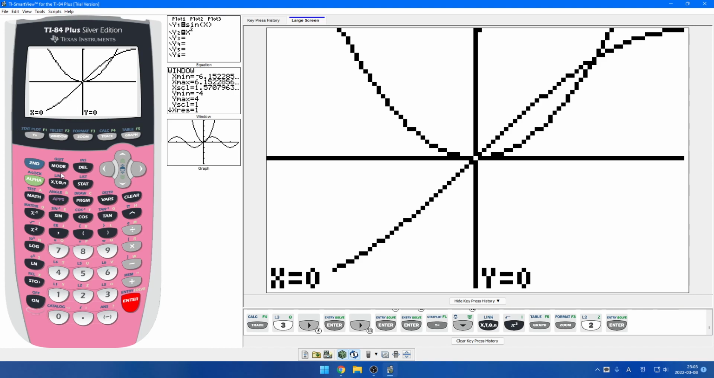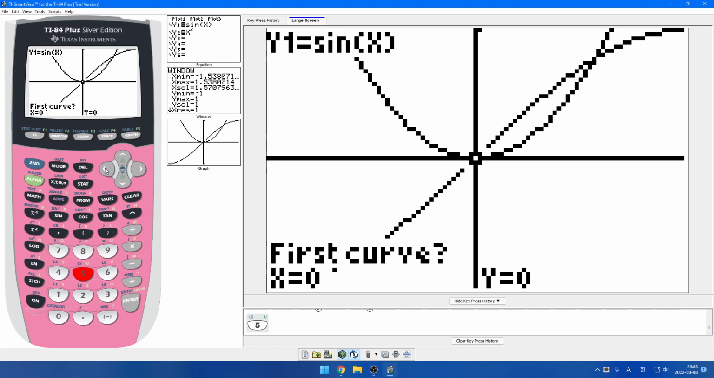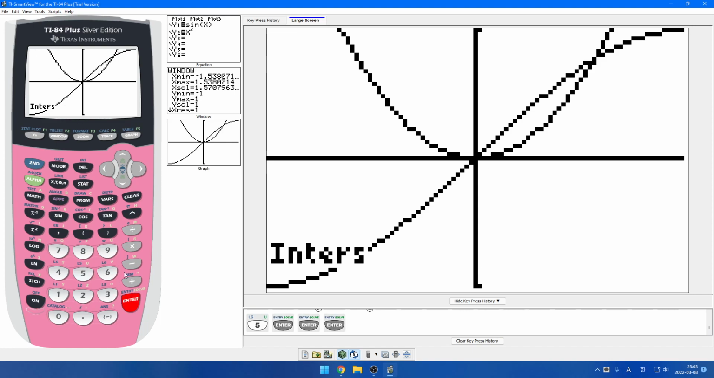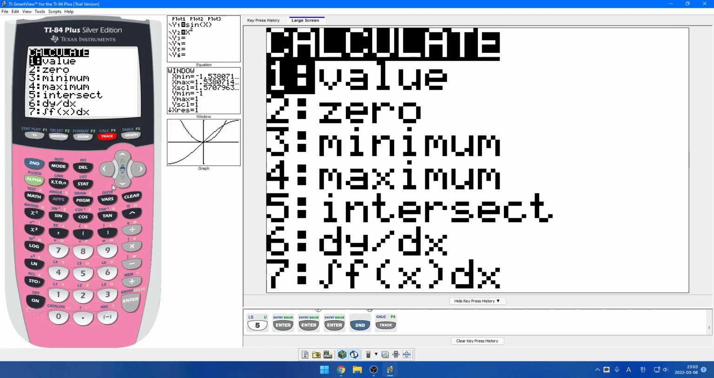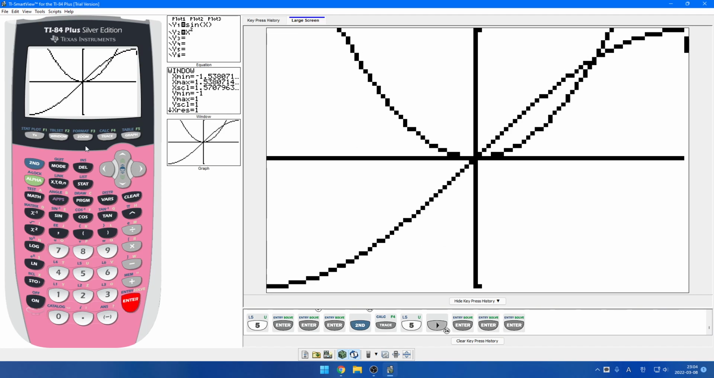If I use the intersect button, now we can look for the point of intersection. How do I do that? Let's press second, calculate, intersect. This one you don't really have to move around unless you want to look for another intersection point. That looks about right. We can press enter, enter, enter, and we know that they intersect at 0, 0. That's kind of boring. Let's try to find another point of intersection. Second, calculate, 5. Let's scroll so it goes close to the point of intersection here. Enter, enter, enter.